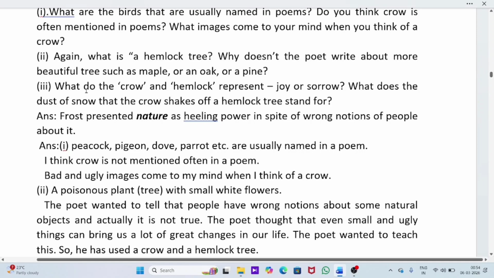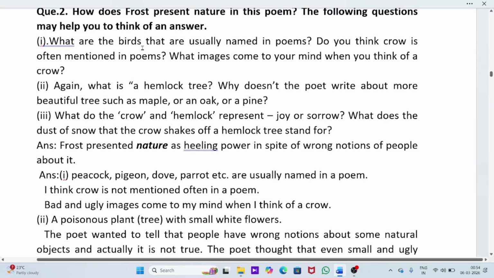Answer. What are the birds that are usually named in the poem? Peacock, pigeon, dove, parrot, etc. are usually named in a poem. Do you think a crow is often mentioned in the poems? I think a crow is not mentioned often in a poem.